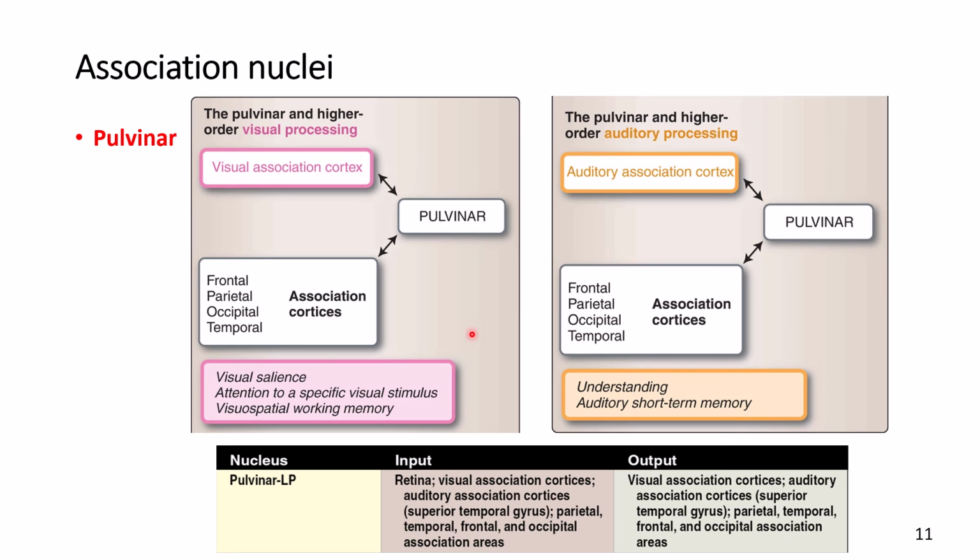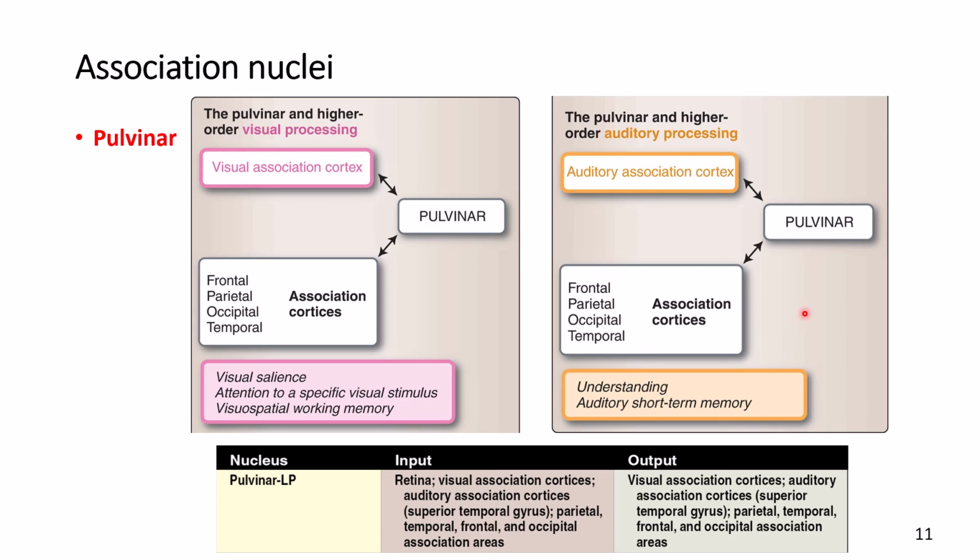For the visual system, it's important for visual salience. Visual salience is actually the same thing as attention to a specific visual stimulus. I don't know why they put both terms, because it means the same thing. And part of working memory is actually visual salience. So if you want to concentrate on something, for example you're manipulating something, fixing something, or drawing something, and that's a visual memory, then you are focusing on that and doing that specific task.